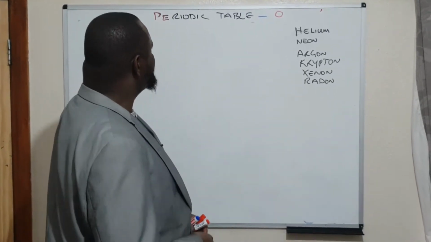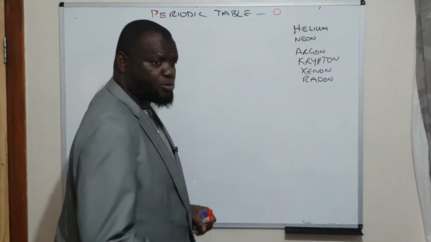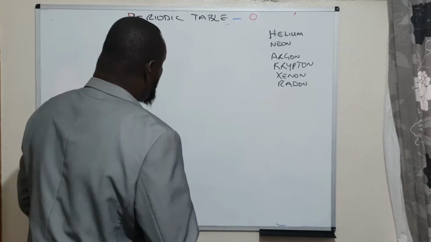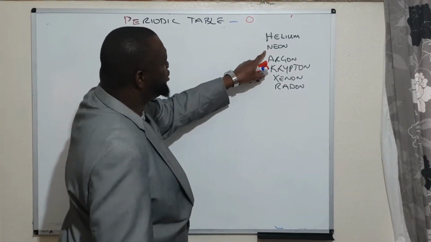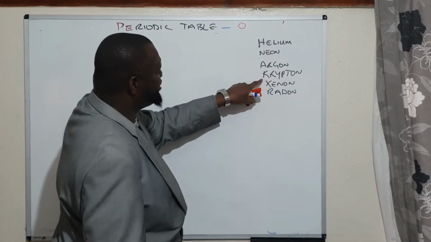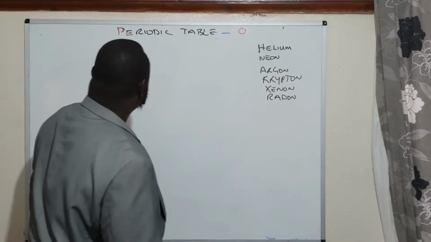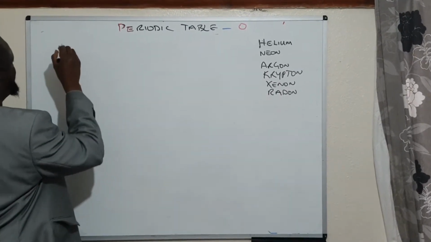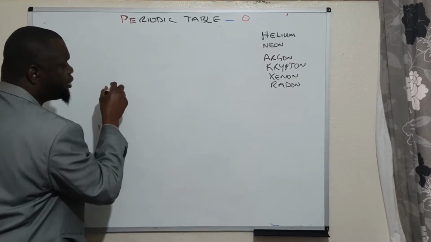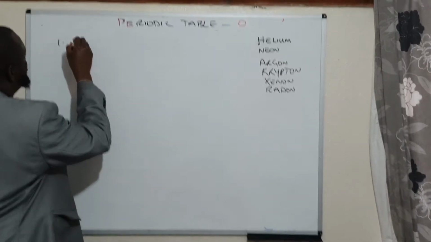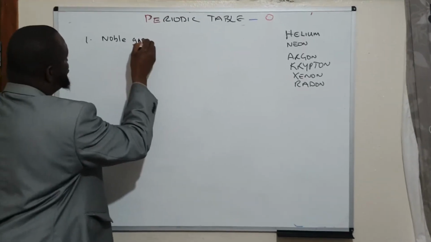We are going to continue on with our periodic table, Group 0. The Group 0 elements are helium, neon, argon, krypton, xenon, and radon. The first point I'm going to raise is that Group 0 elements are called noble gases. Why are they called noble gases?